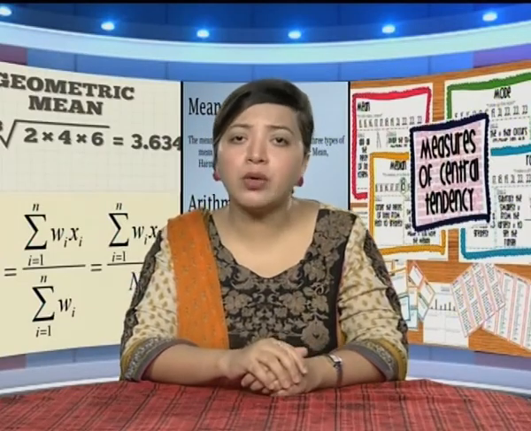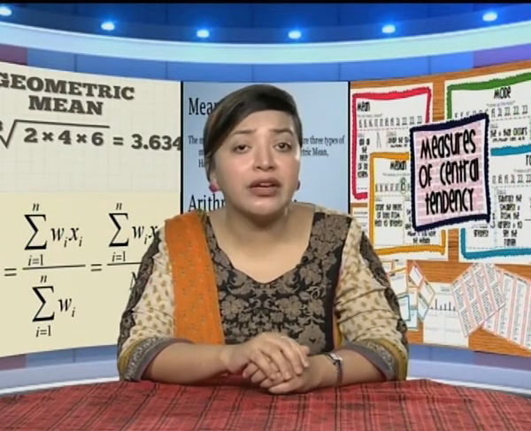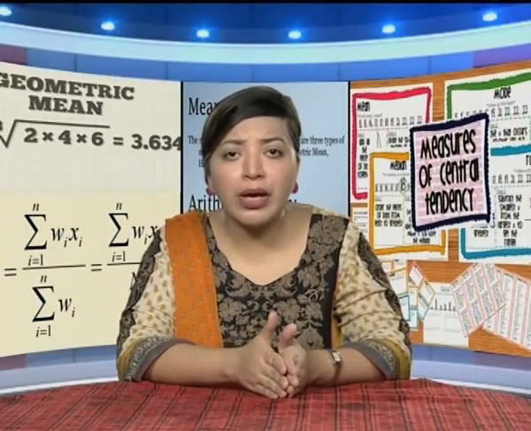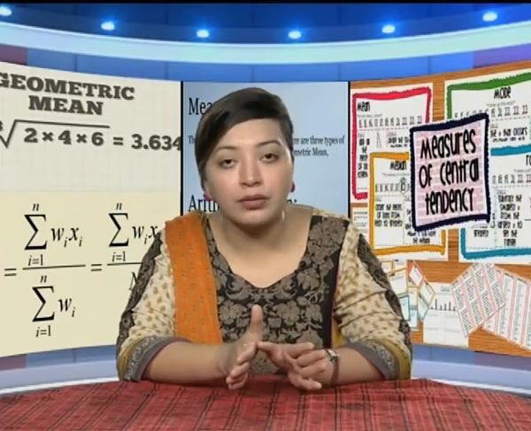When we deal with quantities that change over a period of time, we need to know an average rate of change. It is defined as the nth root of the product of n items of a series. If there are 2 items, take the square root. If there are 3 items, we take the cube root, and so on.